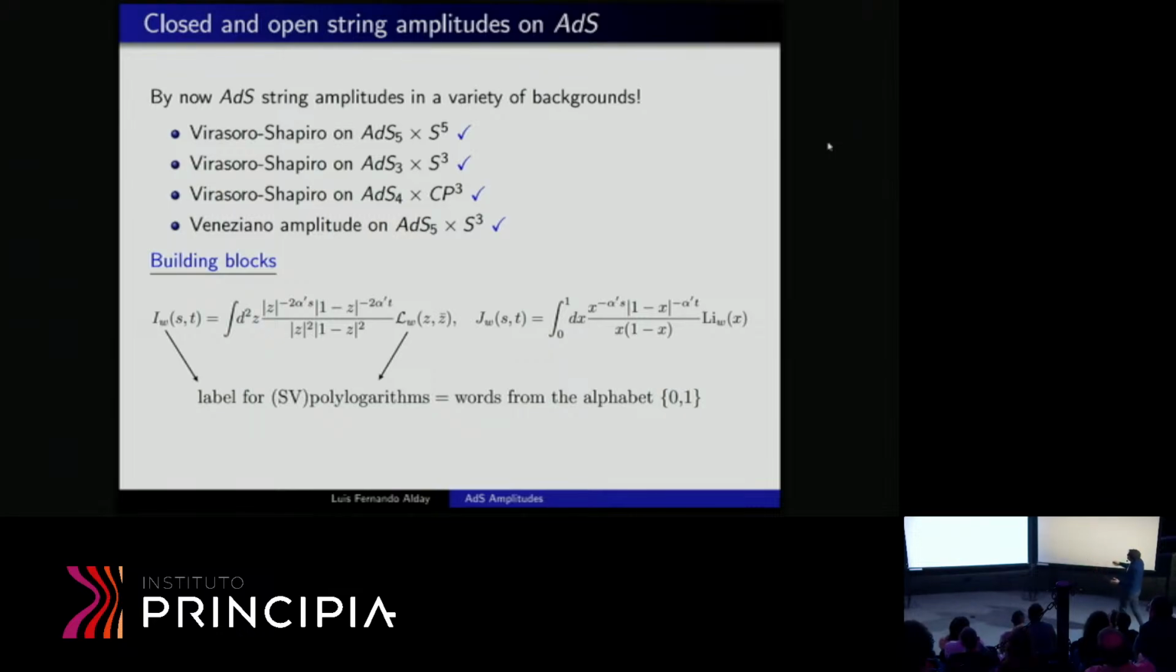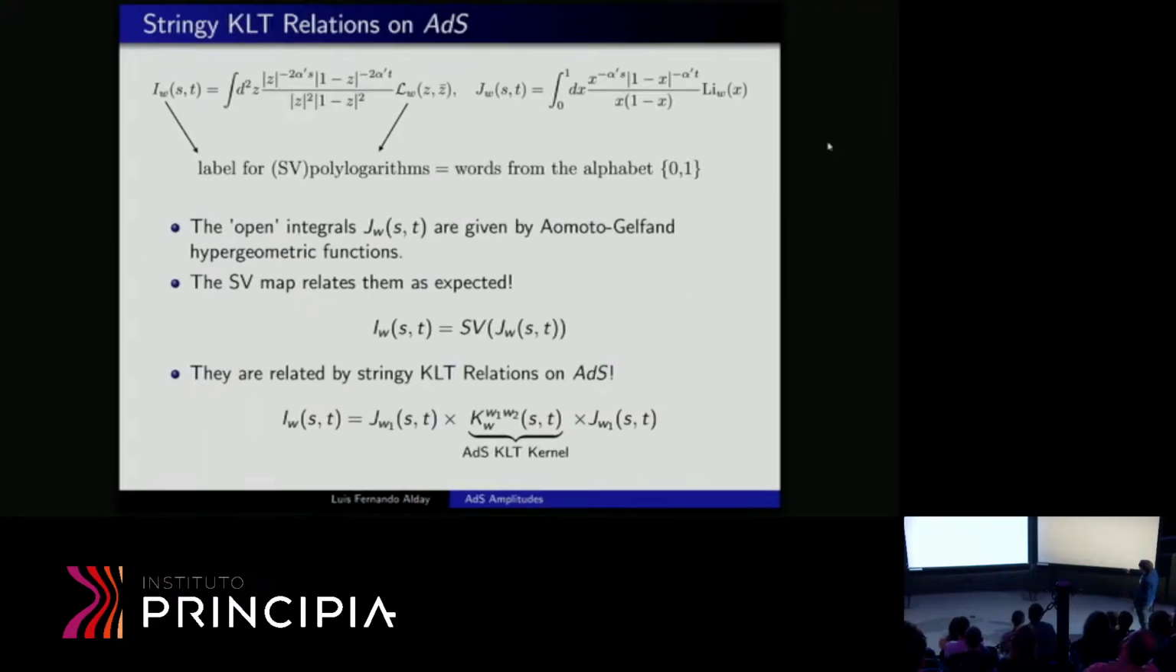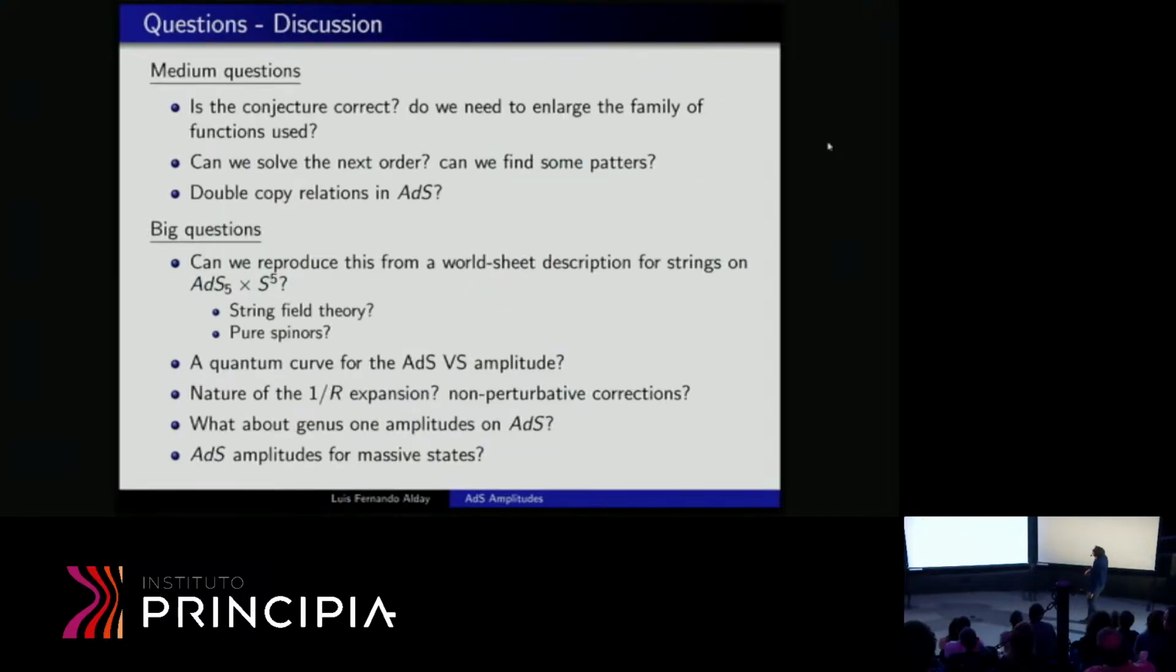And there are many relations between them, and one beautiful relation that is some KLT version of the relations in ADS is that these integrals and these integrals are again related by these quadratic relations that are the KLT relations on ADS, and one is the single-valued map of the other. So let me now go to the conclusions. I'm sorry for taking a bit of extra time.